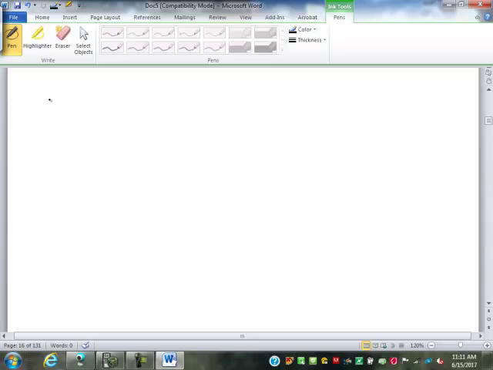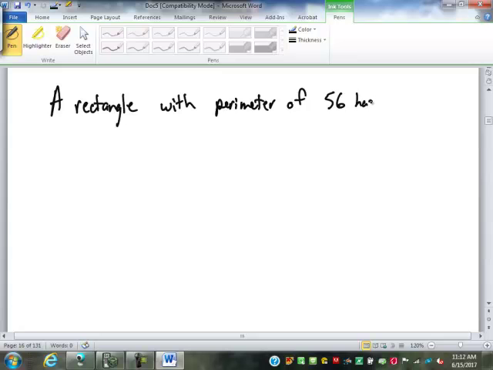So what we're going to look at here, a rectangle with perimeter of 56 has a width of 12. Find the length. So I'm going to give you guys a couple minutes to try that one, and we'll talk about it.